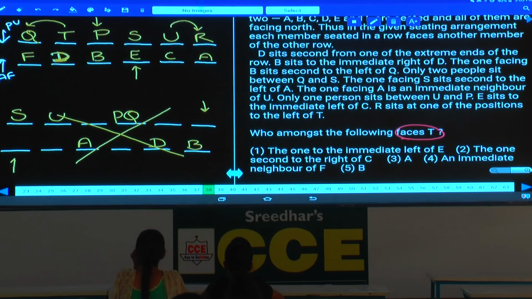Tell me who among the following faces T here? D is facing this one. D, the one to the immediate left of E, that is false. Now your answer is D. And the one seated second to the right of C, D is not to the second right of C. And A, this is also ruled out. An immediate neighbor of F, S. D is an immediate neighbor of F, that is definitely true, choice 4. Question number 38, it is choice 4.